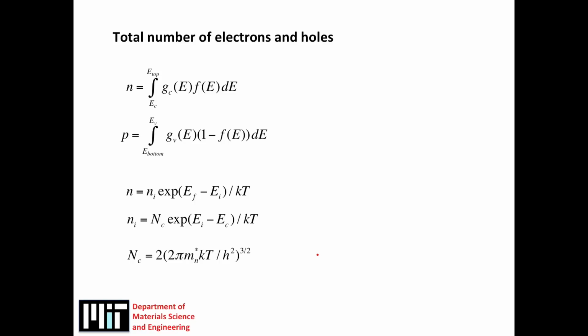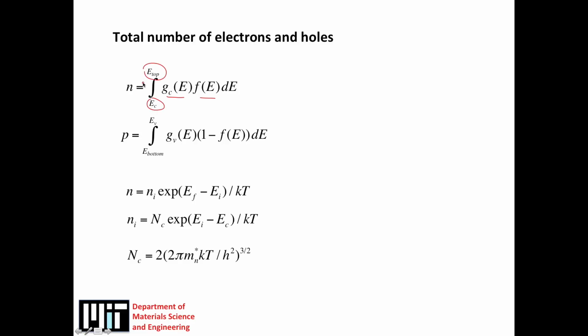Let's go on now and figure out how many electrons and holes we've got. We can define the total number of electrons and holes as just being the integral over the density of states multiplied by the Fermi function. And so properly we should be integrating in the conduction band from the bottom of the conduction band, which is EC, up to whatever the top of the conduction band is.